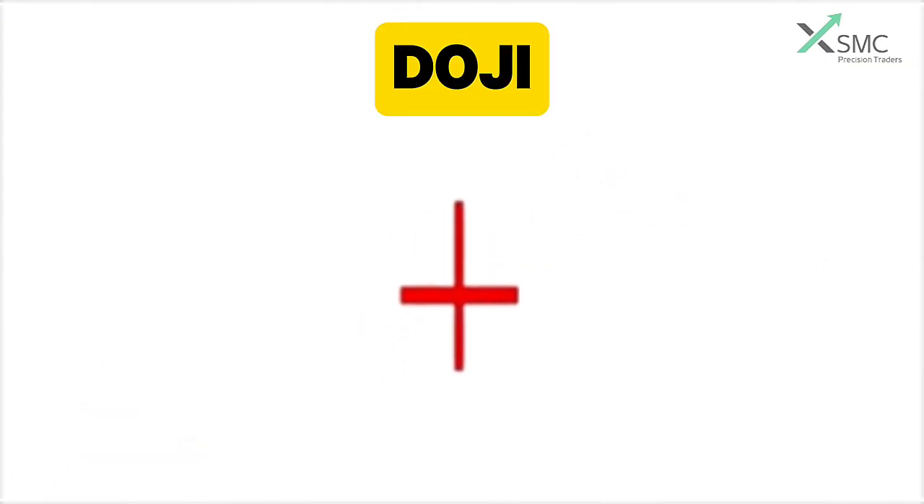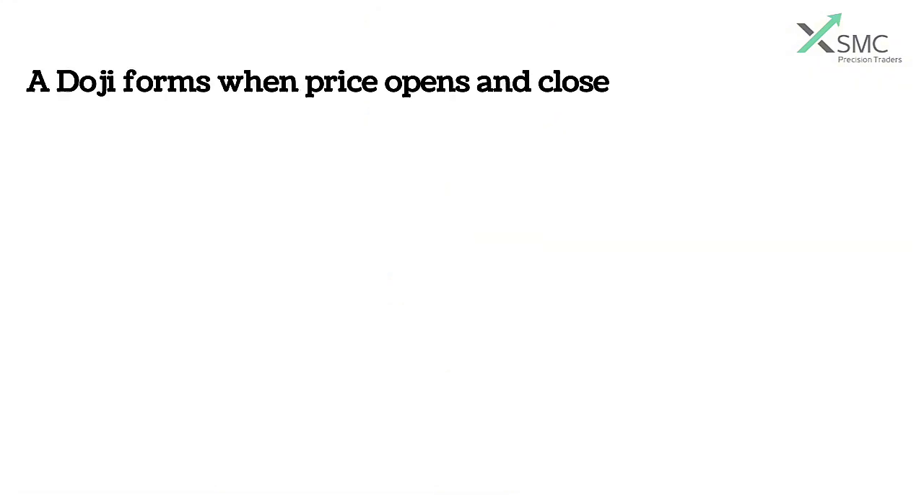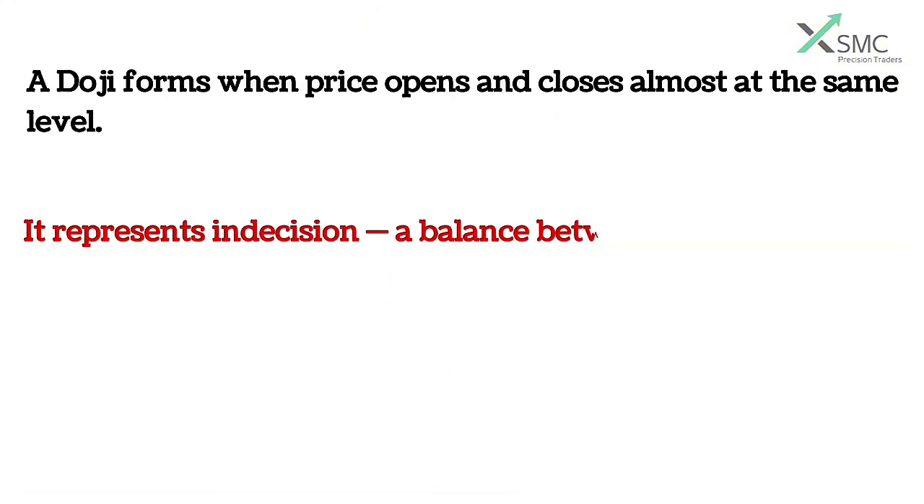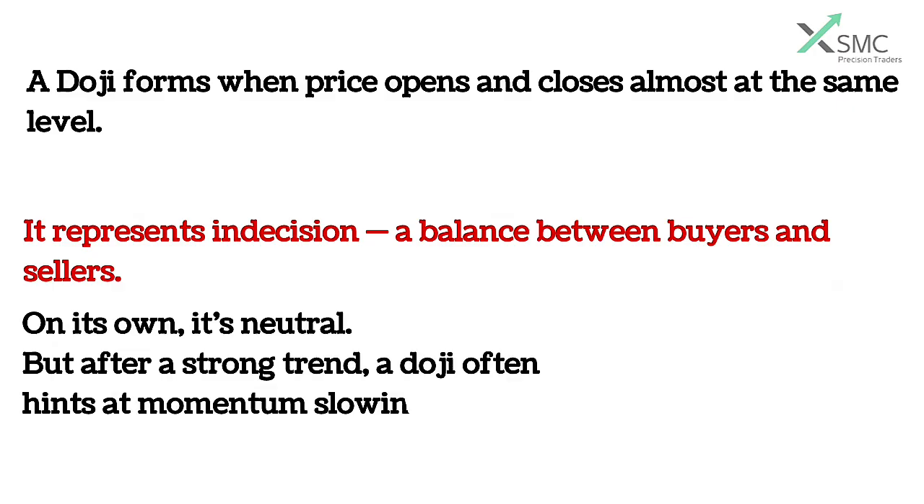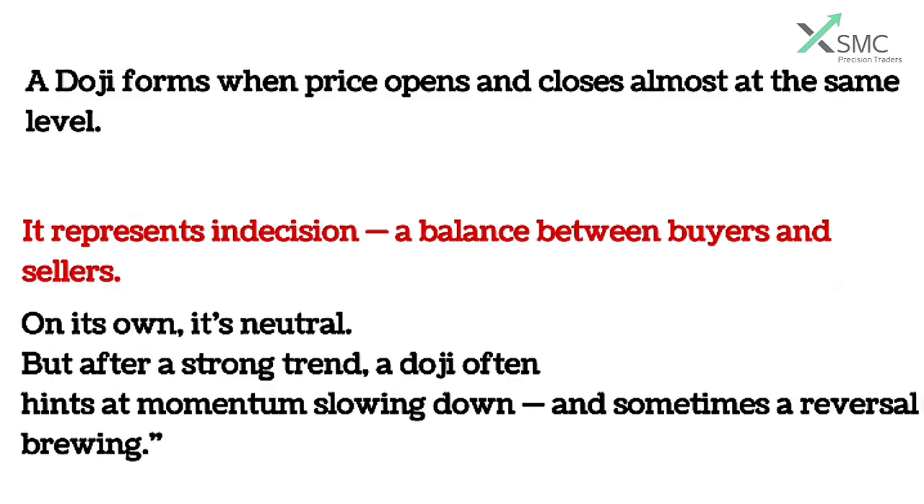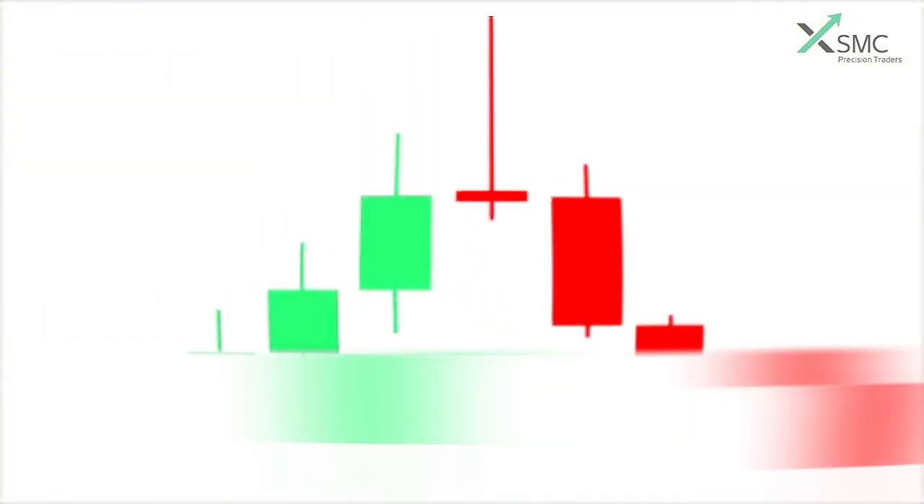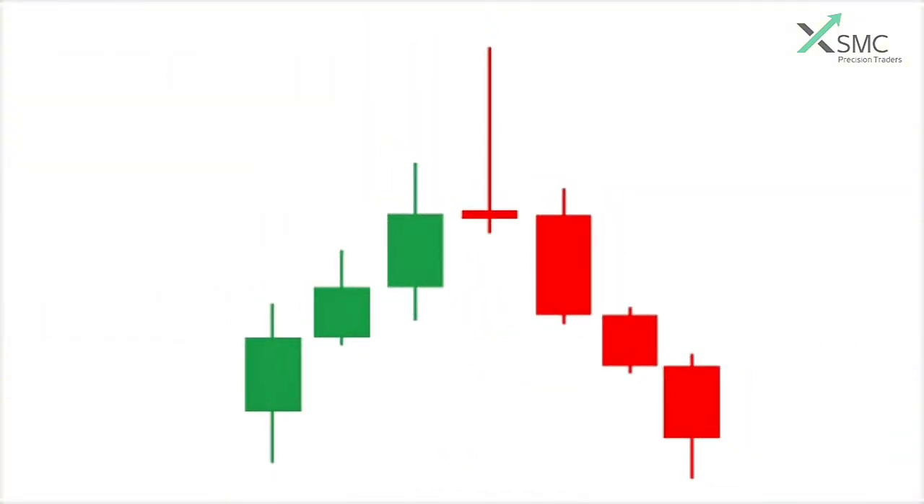Lastly, let's look at the doji. A doji forms when price opens and closes almost at the same level. It represents indecision, a balance between buyers and sellers. On its own, it's neutral. But after a strong trend, a doji often hints at momentum slowing down, and sometimes a reversal is upcoming.